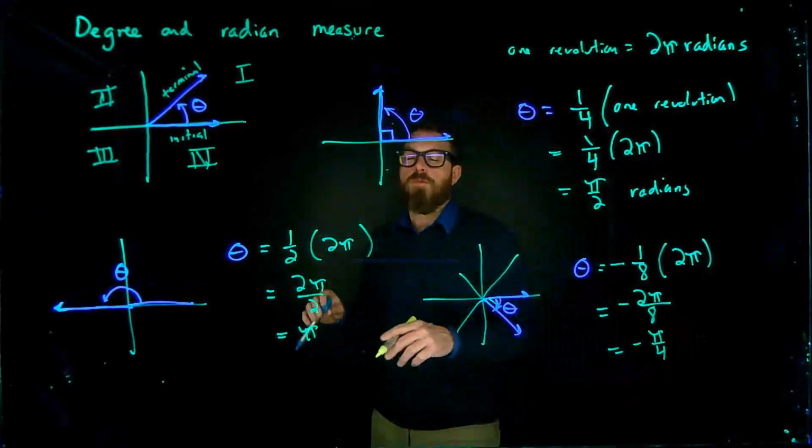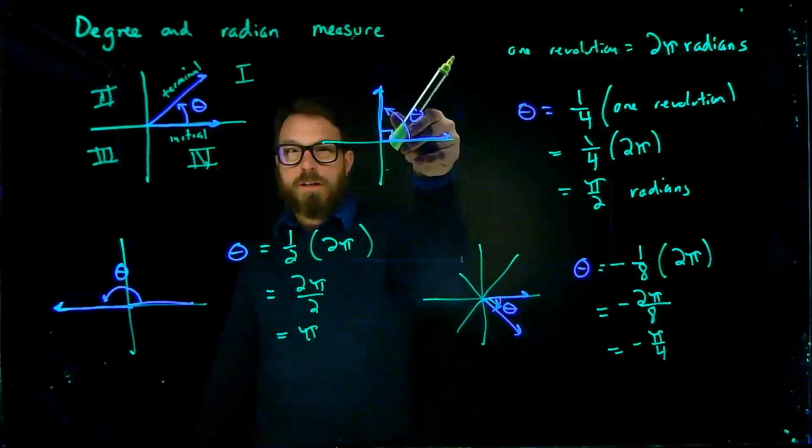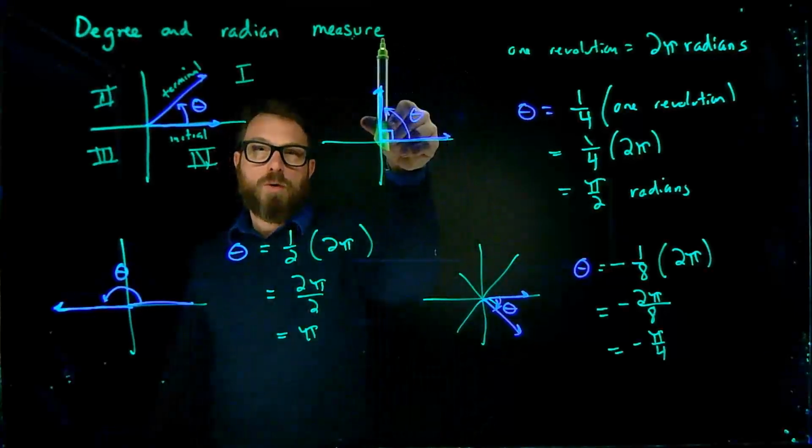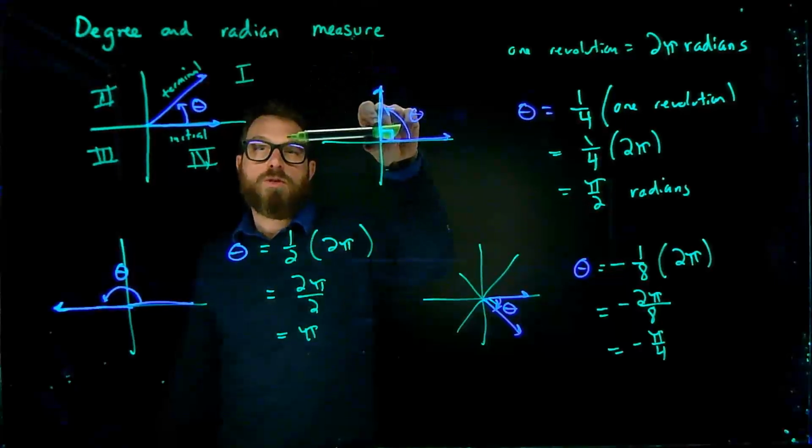And we'll get very accustomed to doing this. This is 0 radians, this is 45 degrees or pi over 4, this is pi over 2, this is 3 pi over 4, this is pi, and so on.